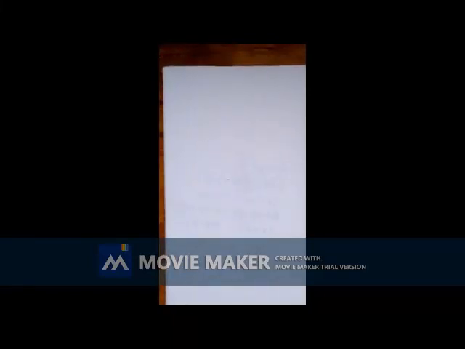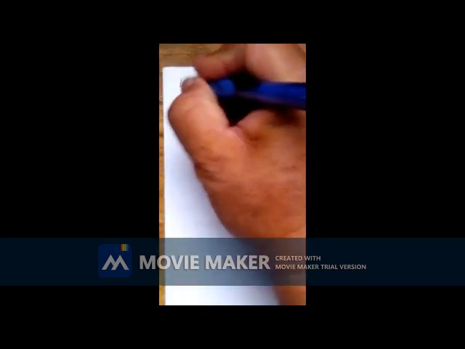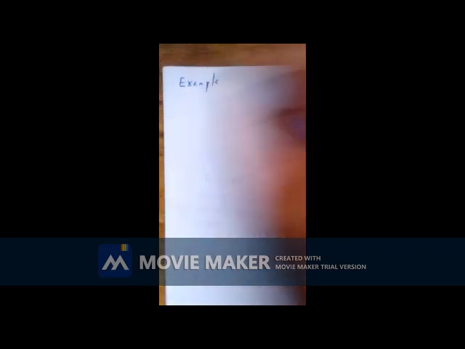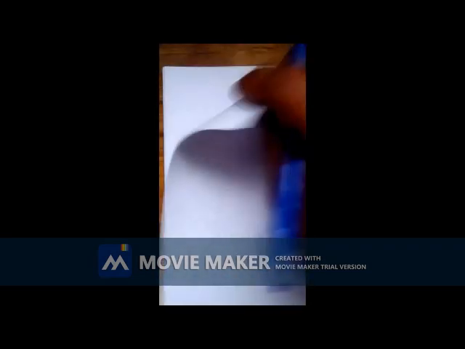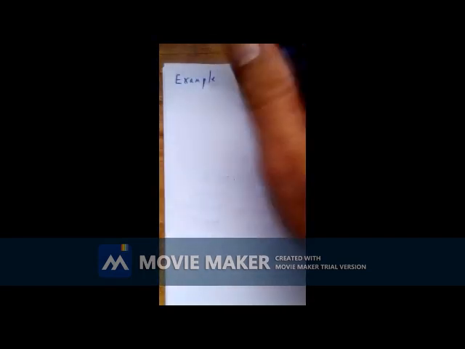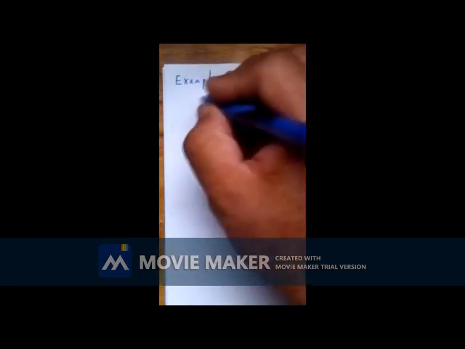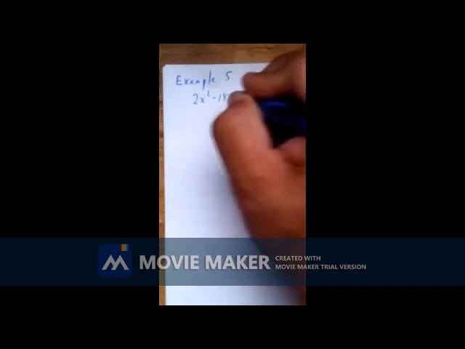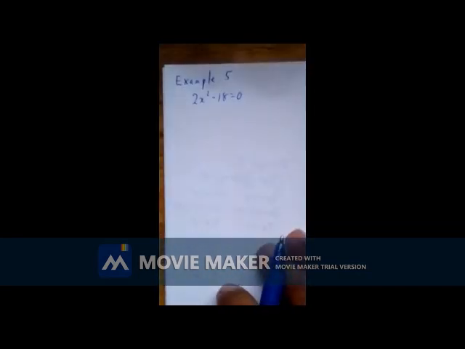Solving quadratic equations. For example, let's put an example. This is a follow-up on the previous one. So there we had up to example 4. We're going up to example 5 here. Another problem that we have: 2x squared minus 18 equals 0. How do we solve that?